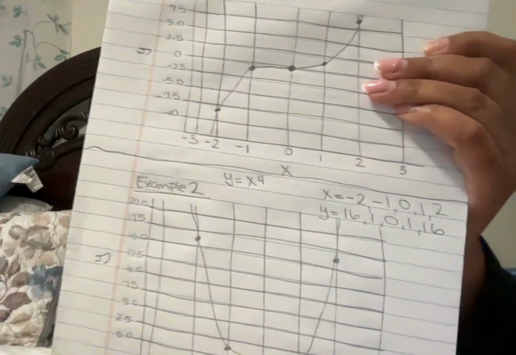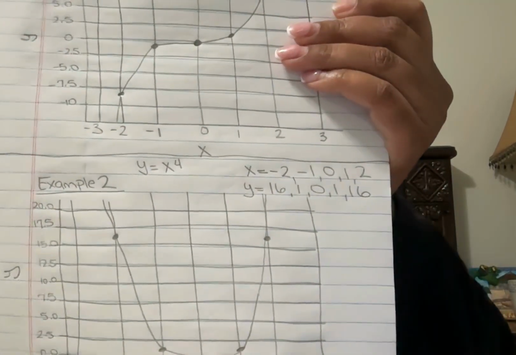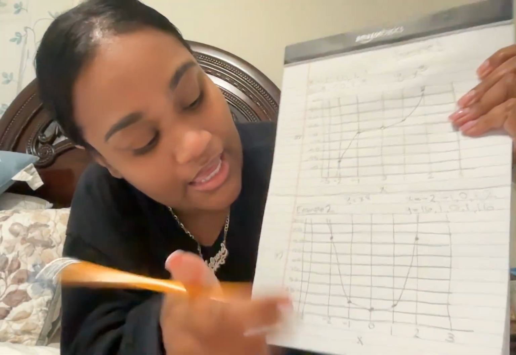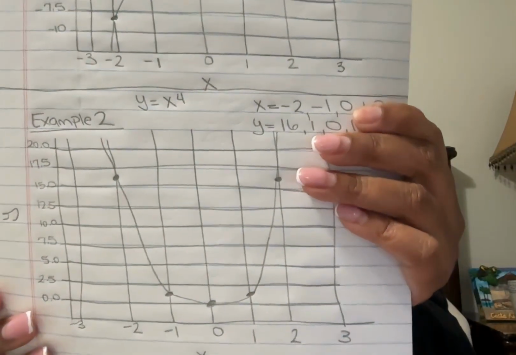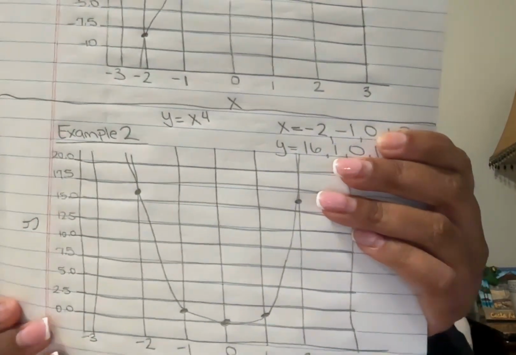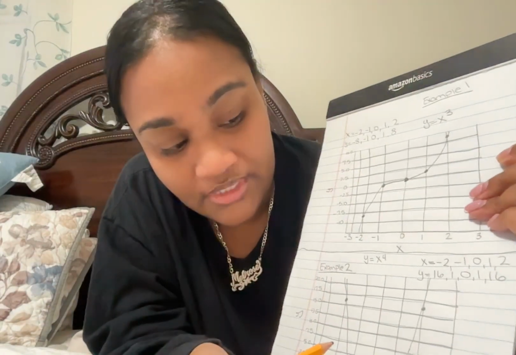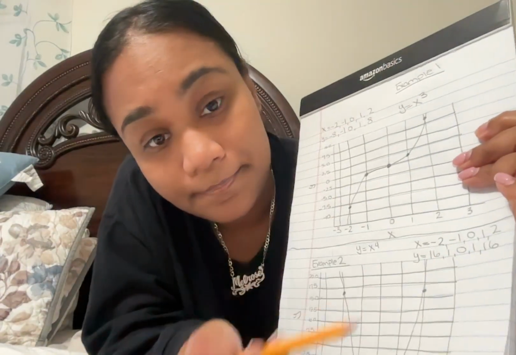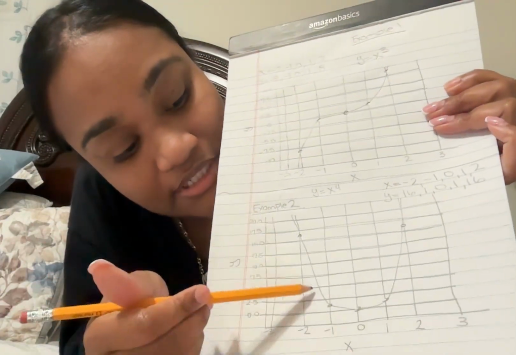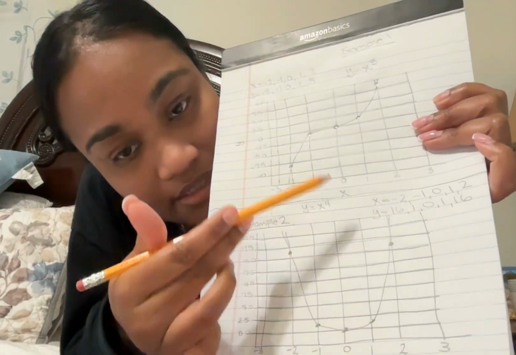As you can tell, after plotting the points, the graph actually forms a U shape. It's flatter near the origin, and because the degree is now even, both the ends go up. So you see how it opens into the U shape and then the ends go up. That would be an example of y equals x to the 4th power.